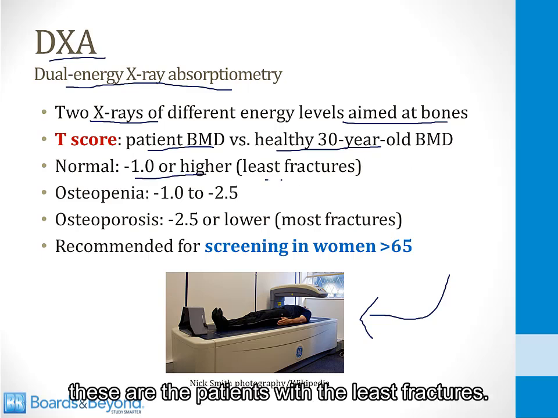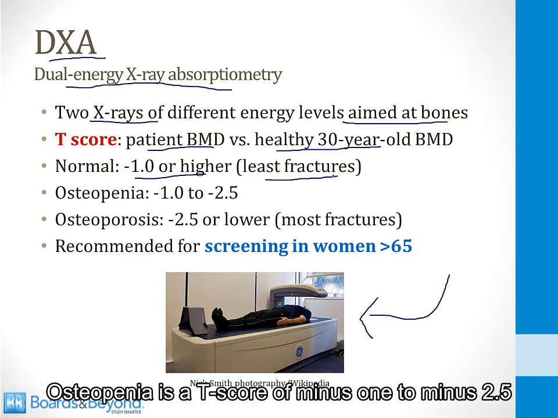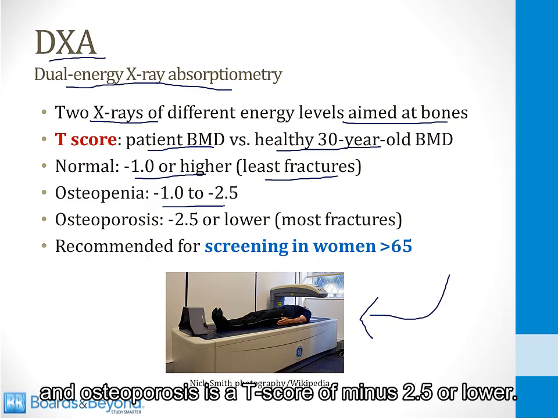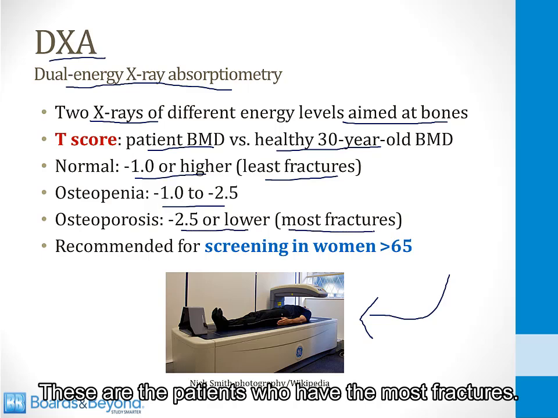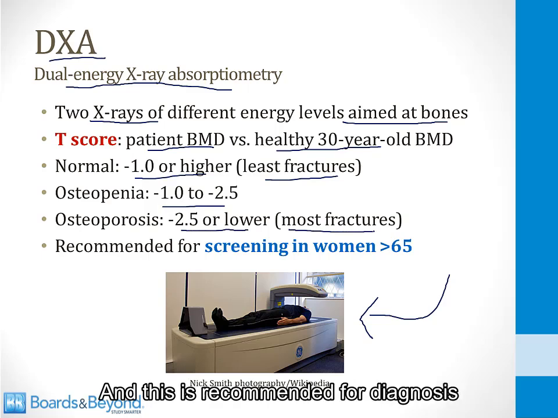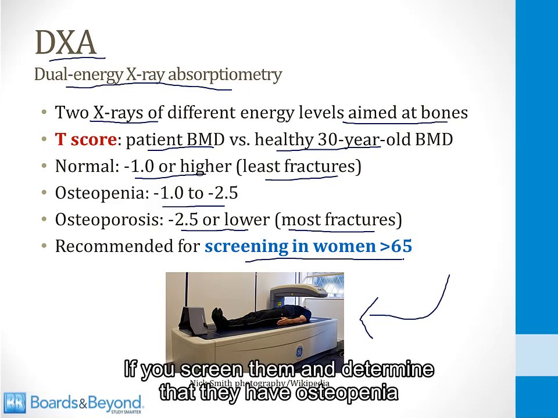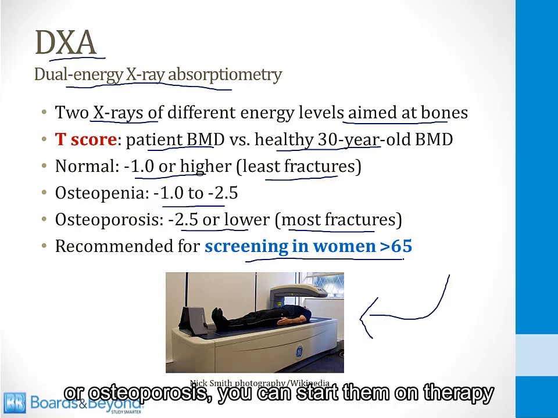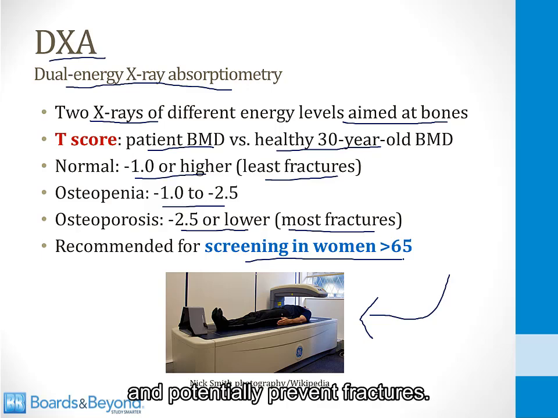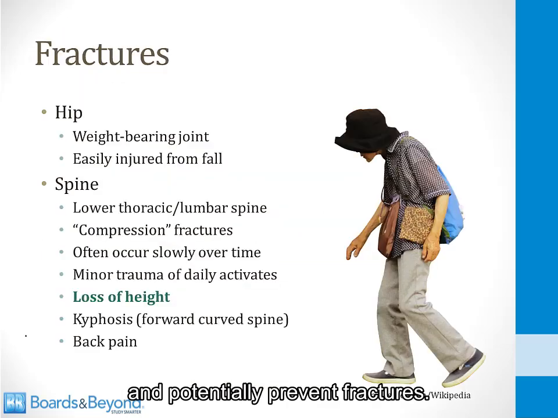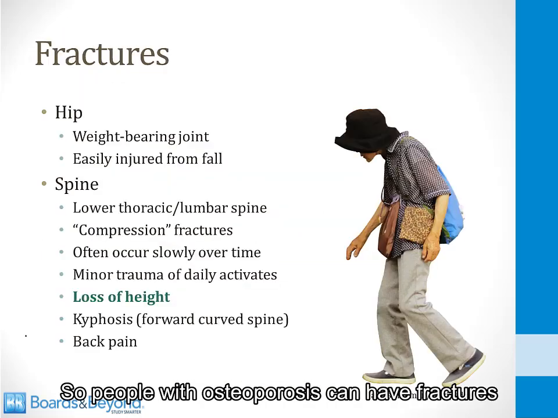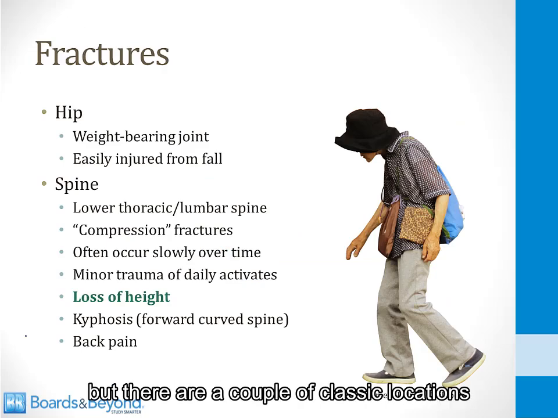These are the patients with the least fractures. Osteopenia is a T-score of minus 1 to minus 2.5, and osteoporosis is a T-score of minus 2.5 or lower. These are the patients who have the most fractures. And this is recommended for diagnosis in suspected osteoporosis. It's also recommended for screening in women over 65. If you screen them and determine that they have osteopenia or osteoporosis, you can start them on therapy and potentially prevent fractures.